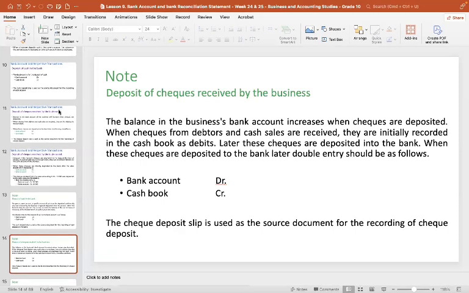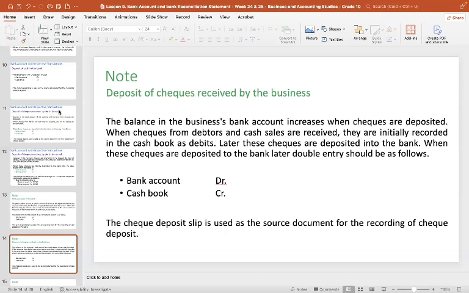Okay, then deposit of checks received by the business. Firstly, we learned about deposit of cash in the business, cash received. Now we are learning about the deposit of checks received. The balances in the business bank account increases when checks are deposited. When checks from the debtors and cash sales are received, they are initially recorded in the cash book as debits. Later, these checks are deposited into the bank. When these checks are deposited to the bank later, double entry should be as follows: bank account debit, cash account credit.